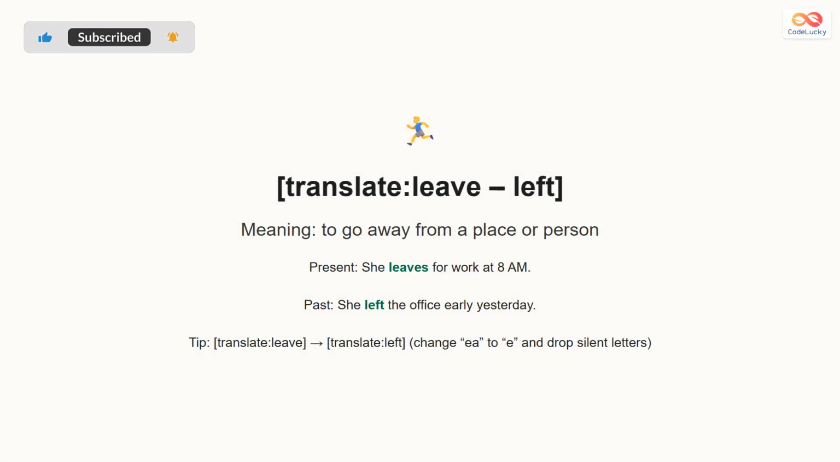The verb leave means to go away from a place or a person. Its past tense form is left. For example, she leaves for work at 8 in the morning. In the past, we say, she left the office early yesterday. To remember, the vowel sound changes from EA to E, leave becomes left.